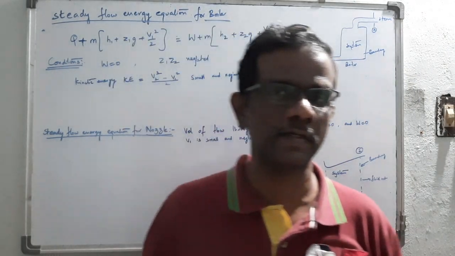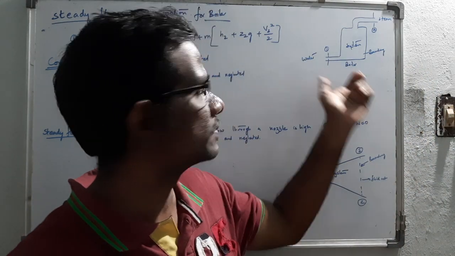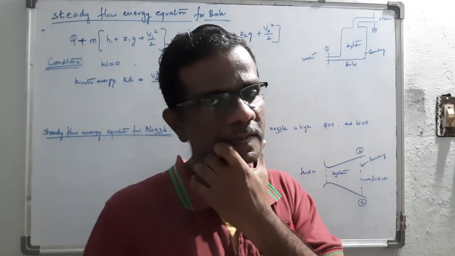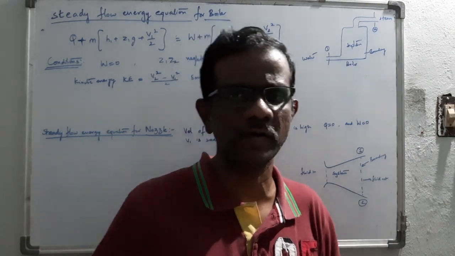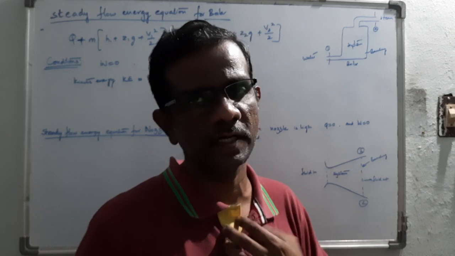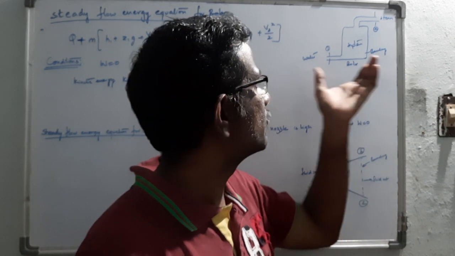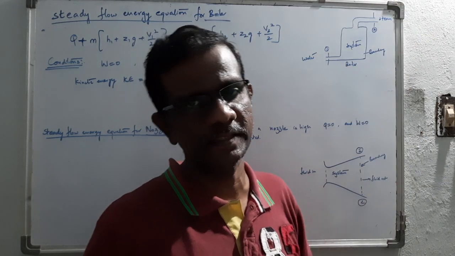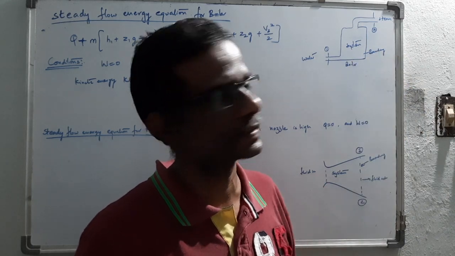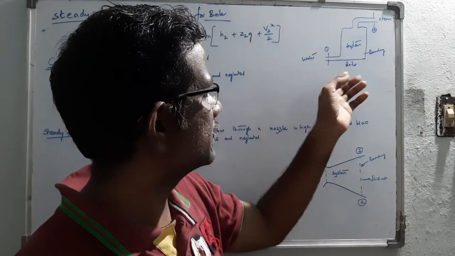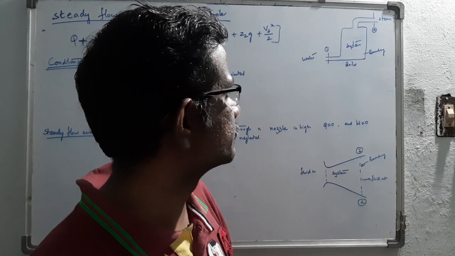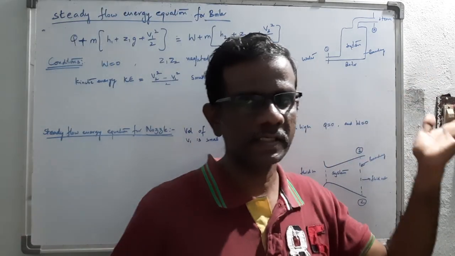You already know the basic condition of a boiler. In coming classes you are going to study the boilers and their types: there are two types, fire tube boilers and water tube boilers. The basic condition is that water enters the system as liquid and leaves as steam. Here there are surroundings and a system, with inlet 1 and outlet 2.